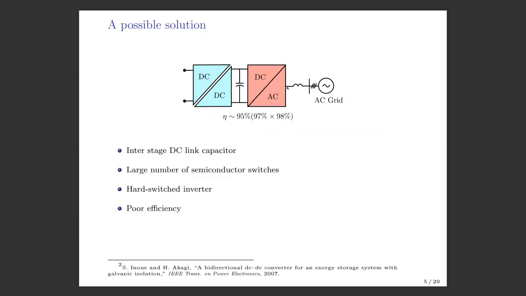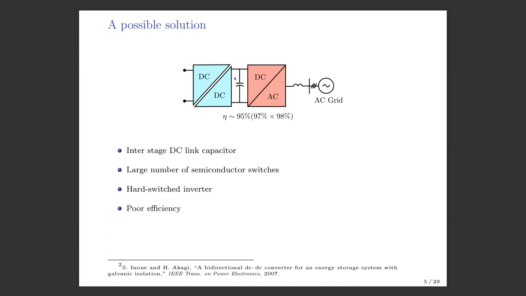Now, then how can we replace this line frequency transformer with a high frequency transformer? So here is a possible solution where you can use an isolated DC-DC converter, which incorporates a high frequency transformer, followed by a DC-AC inverter connected through a DC link. Now, this solution has not become interesting, though it has been around for a long time and used in many other places for this kind of high power applications. And I'll tell you why.